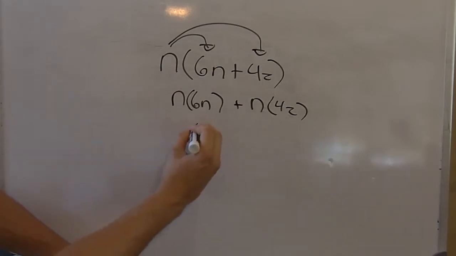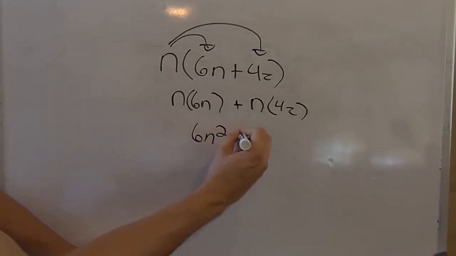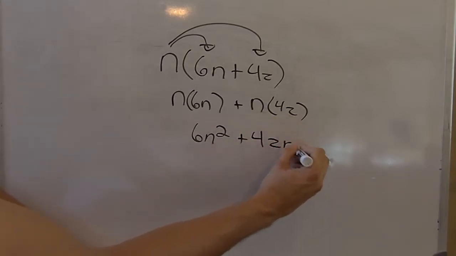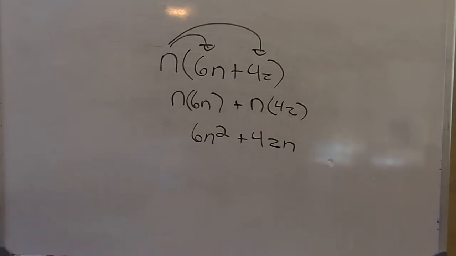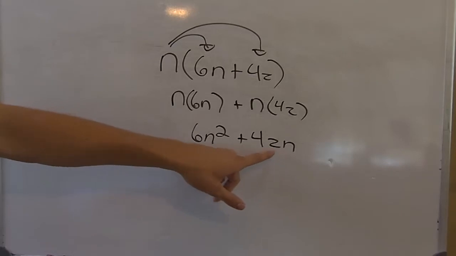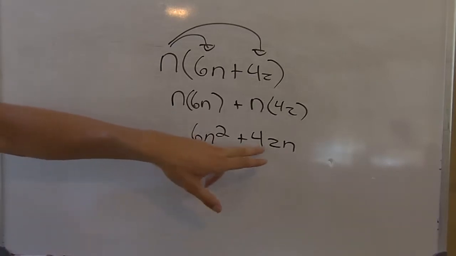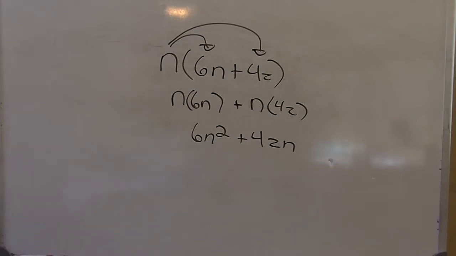N times 6n is going to get us 6n squared. N times 4z just gets us 4zn. You could also write 4nz. Doesn't matter the order of the letters. Remember, with multiplication, order doesn't matter. But just to keep things simple, we as mathematicians like to have the numbers out front because now I can say I have 4 zns. So now I have something a little bit more concrete, easier to wrap my mind around.